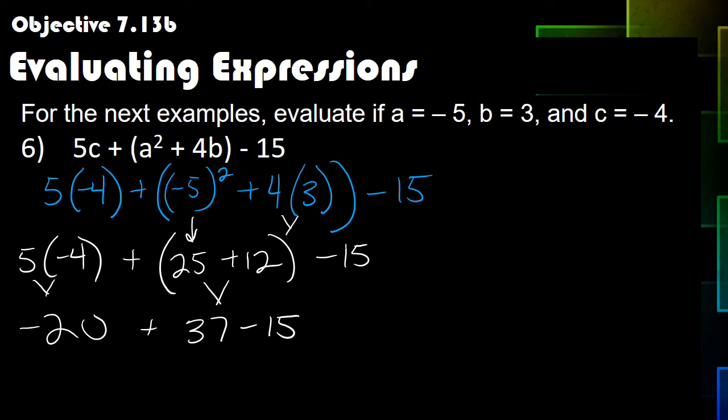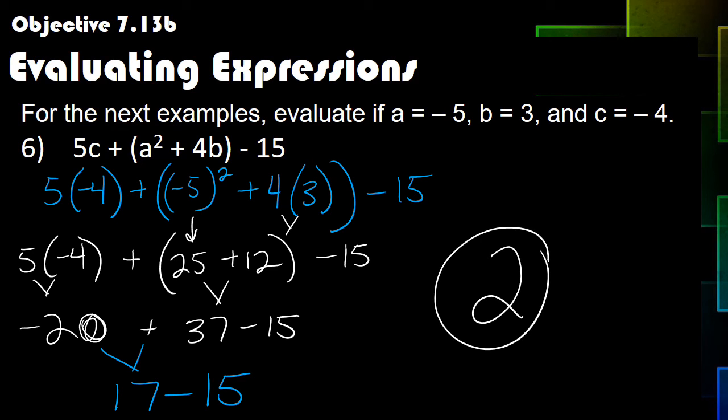So now we just have some integer operations to do. We have negative 20 and a positive 37. When we add those two together, we are left with 17 minus 15. When we simplify that, it gives us an answer of 2.